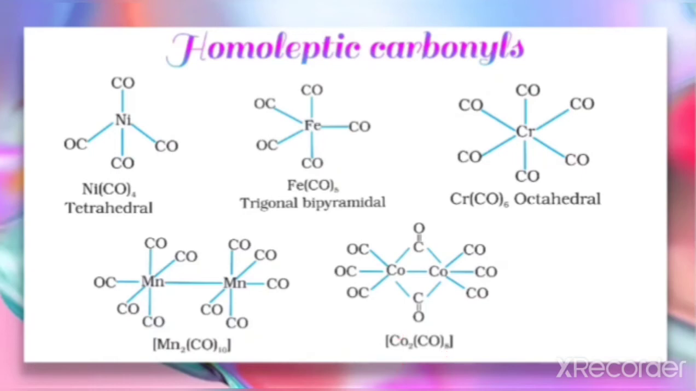Now when we look at the geometry for this one, here there is a bridging between the 2 cobalt, that means it has CO bridged by the CO group. So here a bridging is there in this structure. So those are some examples of important homoleptic carbonyls. Now we will be discussing the bonding in these.